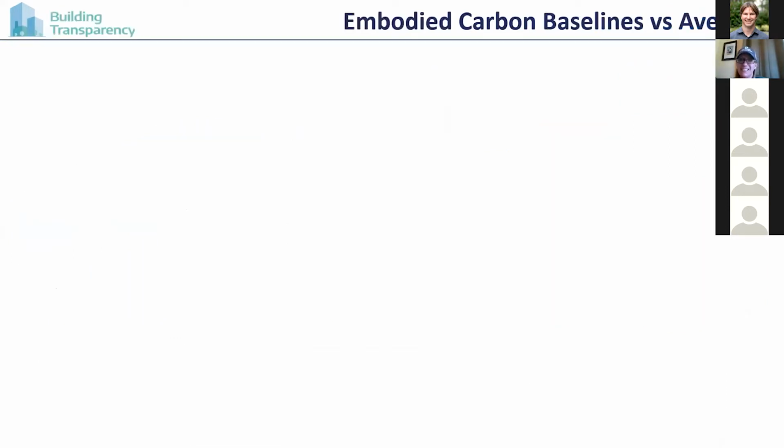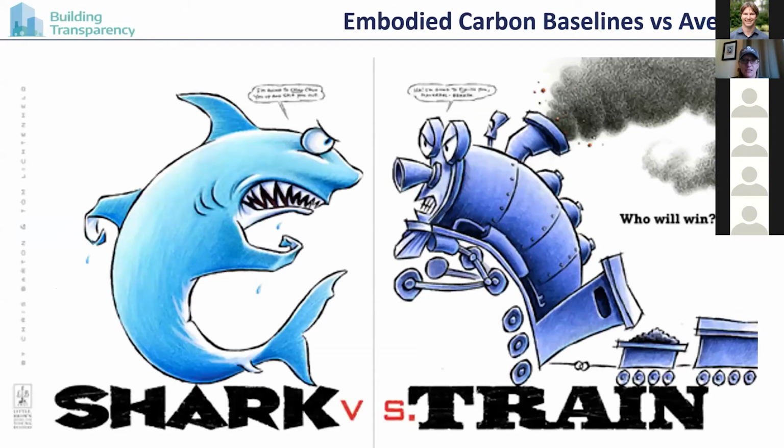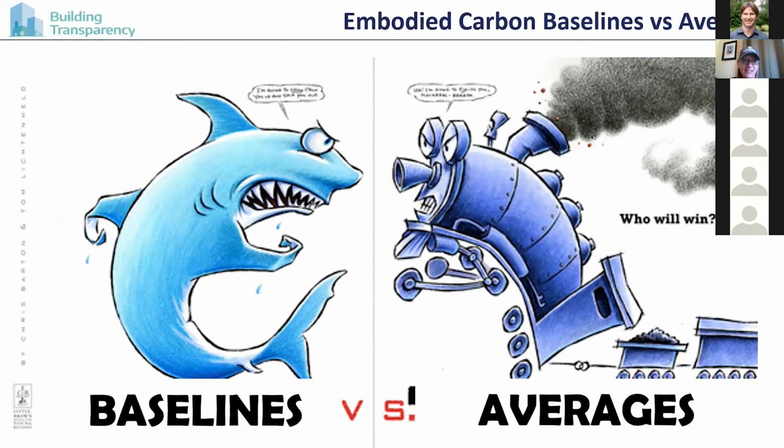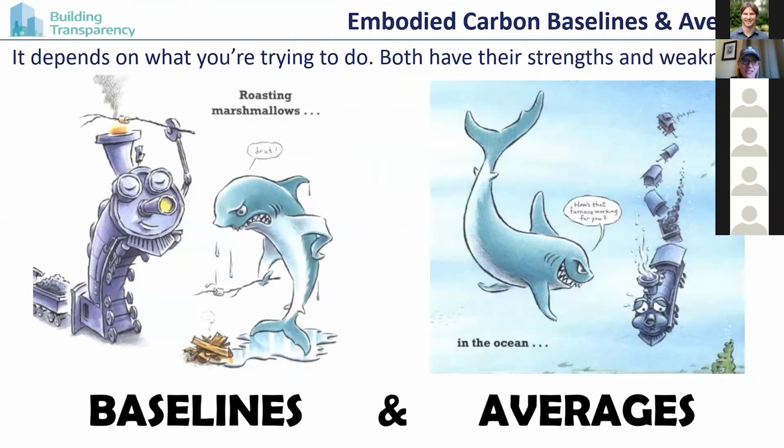And now, these are the slides I told you I included today. I really want to talk a little bit about embodied carbon baselines versus industry average or average data. And I'm going to put this in an analogy from a book that my son loved to read when he was a little younger called Shark versus Train. Who will win? Baselines versus averages. Who will win? I think that it depends on what you're trying to do. Both have their strengths and weaknesses.